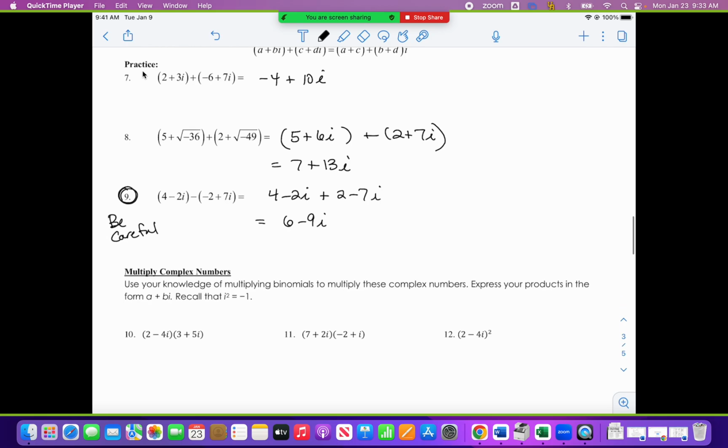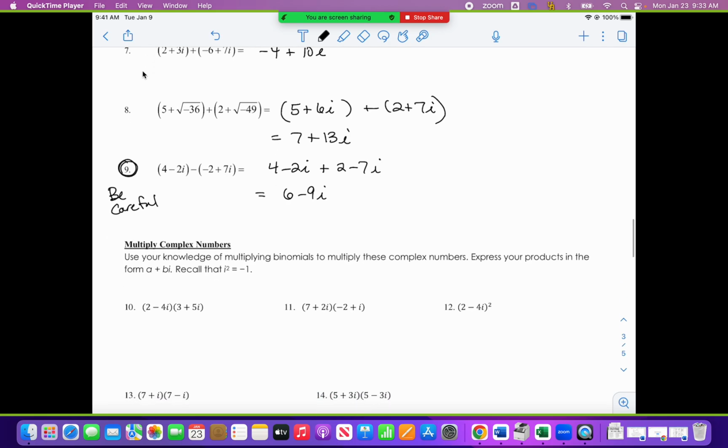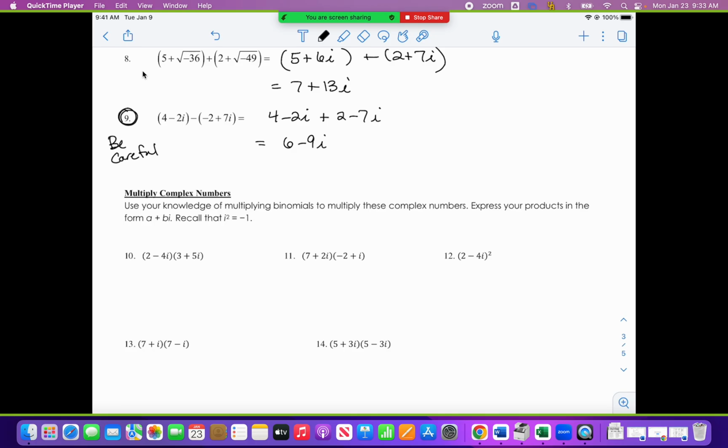All right, multiplying. You are going to multiply using FOIL like you did before, but then when you get to your final answer, we never leave i squared. What is i squared equal to? -1. So watch what we're going to do. I'm going to do the first one with you, then pause and let you work.